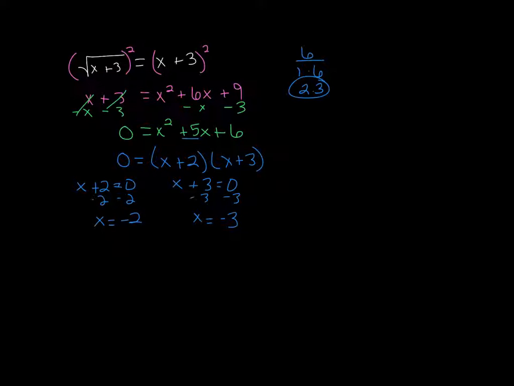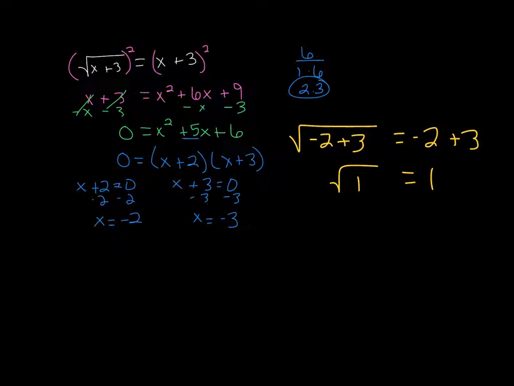So if x is negative 2, we have the square root of negative 2 plus 3 equals negative 2 plus 3. Negative 2 plus 3 is 1. Notice over here, when I add those, I don't have the radical equal to a negative. So sometimes a negative answer does work. Be careful with that. So square root of 1 is 1, so that one does in fact check out or work. So we can keep that answer.